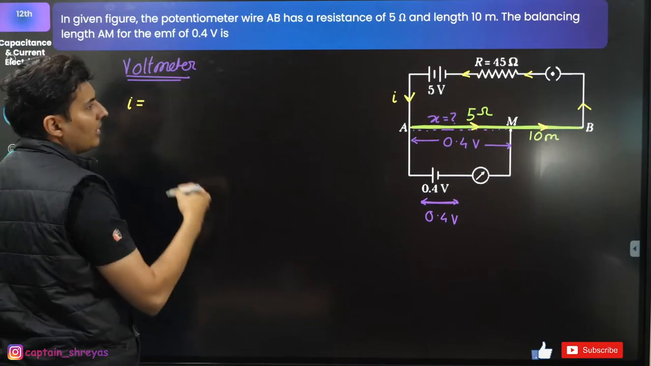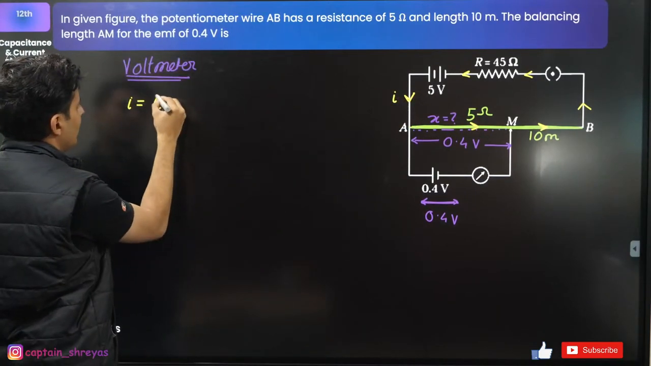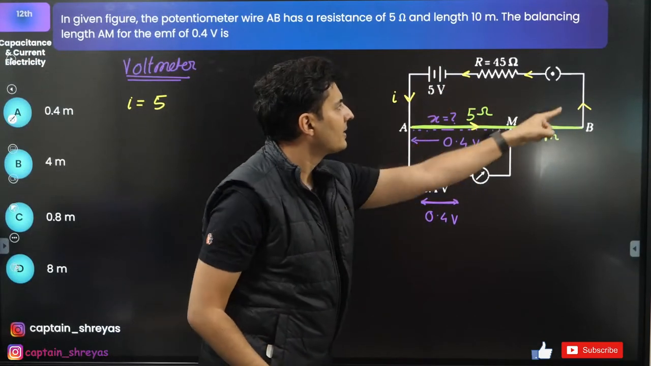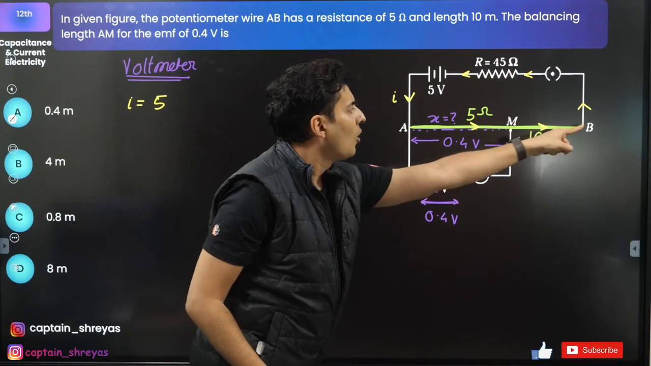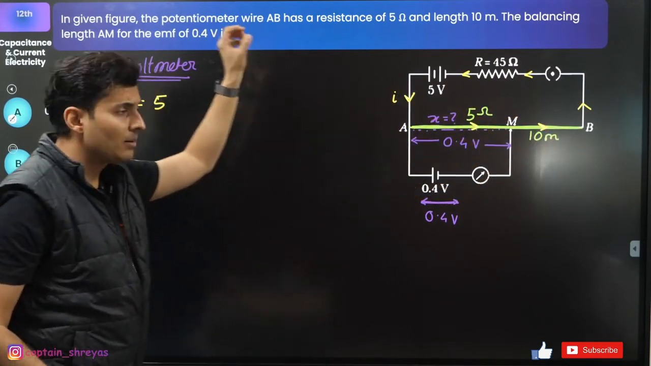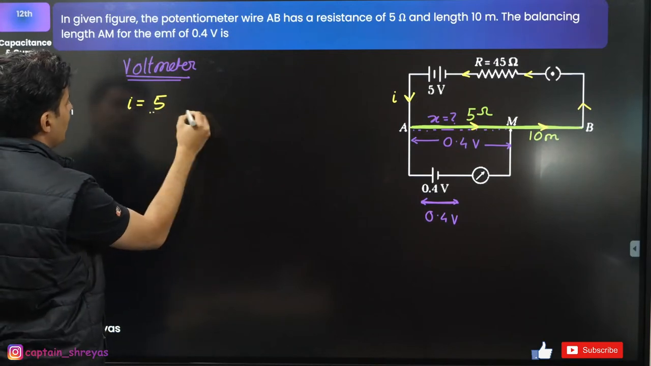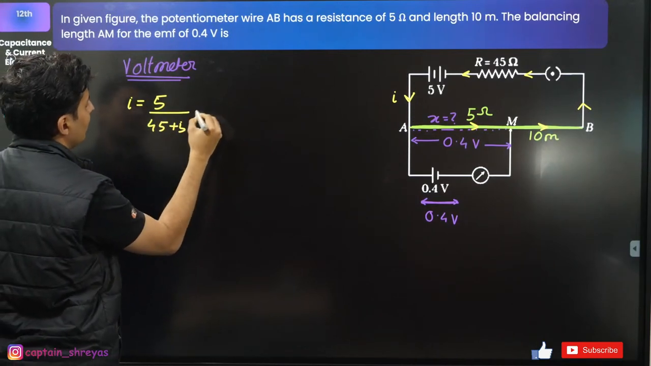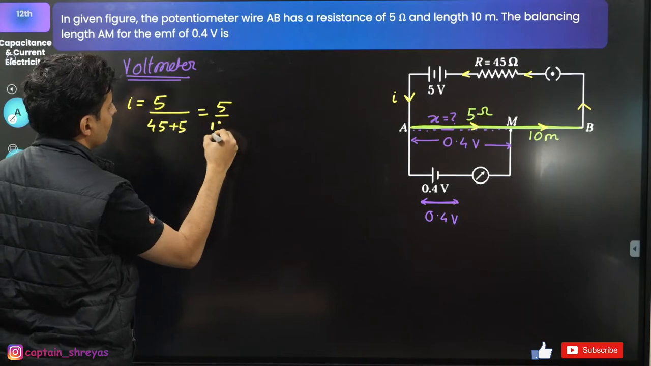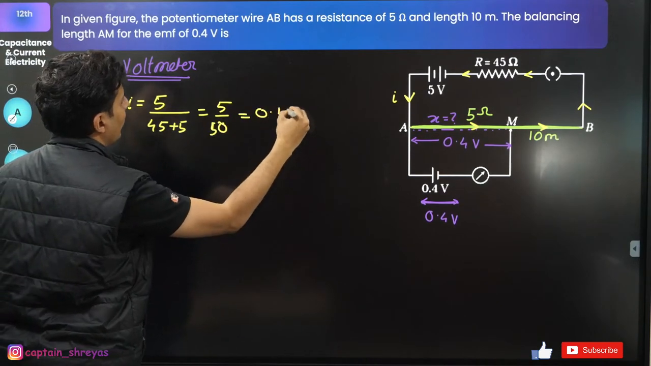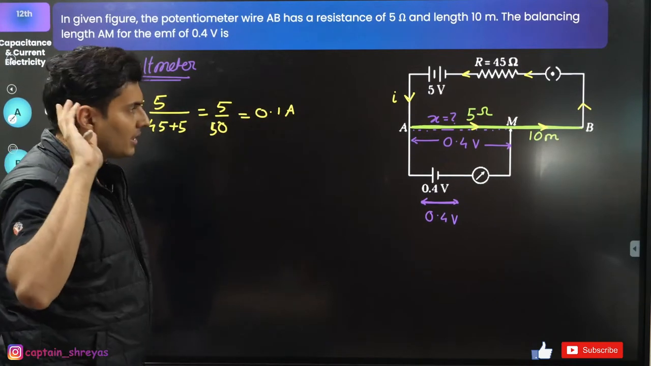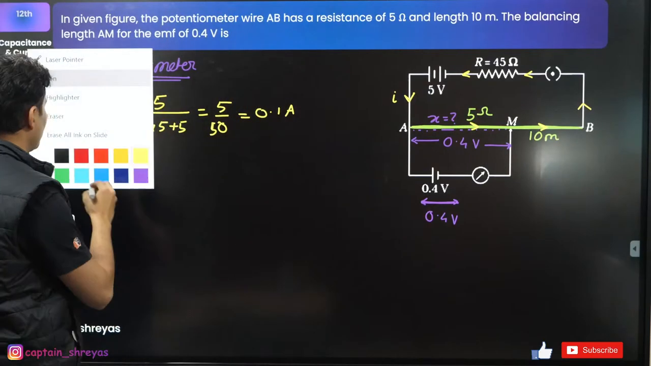That current will be the voltage divided by total resistance, 45, and this whole resistance of the green part, wire, is 5. So it will be 45 plus 5, which is 5 by 50, which is basically 0.1 ampere. First thing.